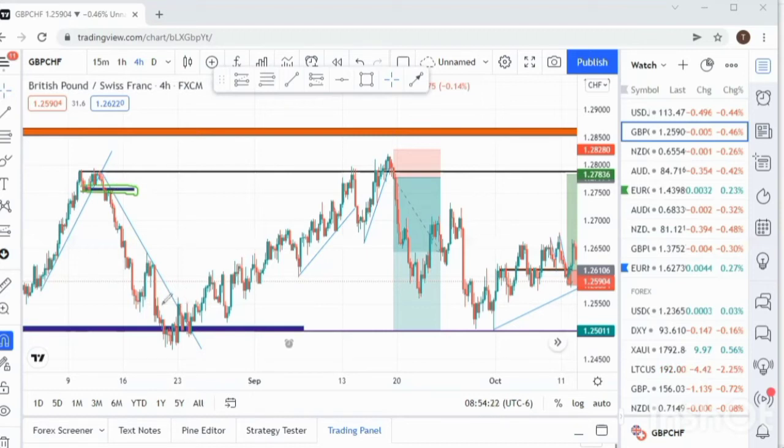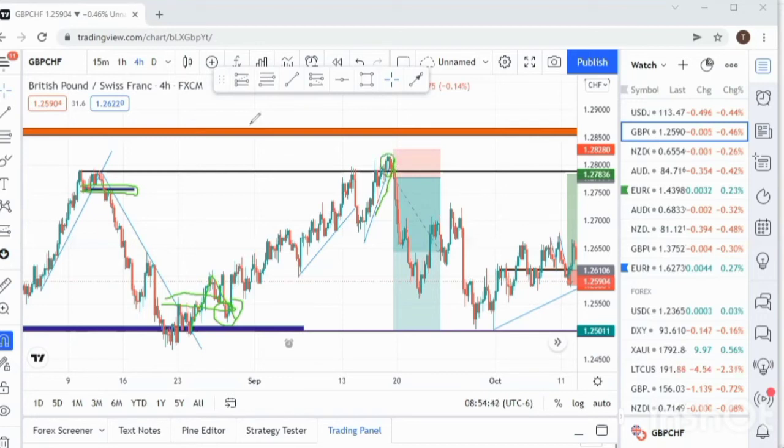This one also, I had this zone here, which I was waiting for it to break this trend line, which it did, and retested. I had an entry within here. So that's basically it. The same thing on this one, which you can see also broke this trend line, then gave me an engulfing candle here.